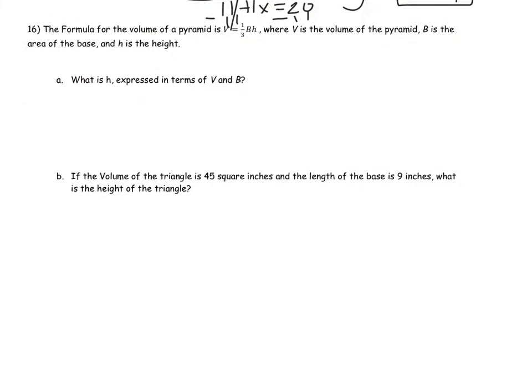Next up, the formula for the volume. Oh, you guys hate this. Formula for the volume of a pyramid is V equals 1/3 big B times H, where V is the volume of the pyramid, B is the area of the base, and H is the height. What is H expressed in terms of V and B?